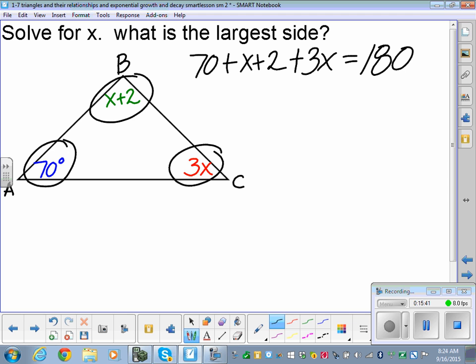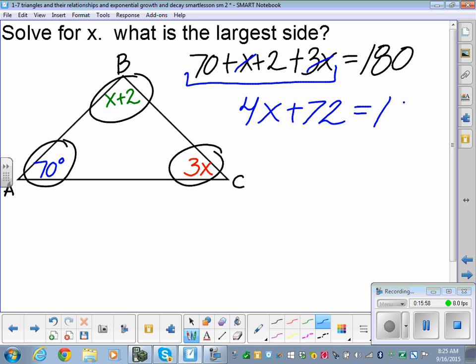Very good. You're right. So let's combine like terms. You're getting good at this stuff. So we have an x plus 3x, which is 4x. We just combined our x's. And then 70 plus 2 is 72, which is equal to 180.